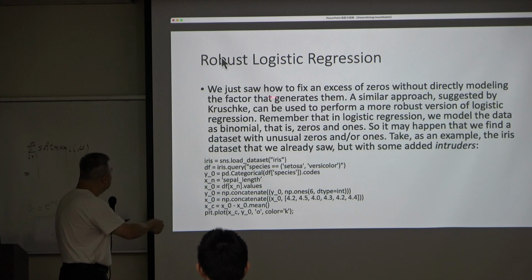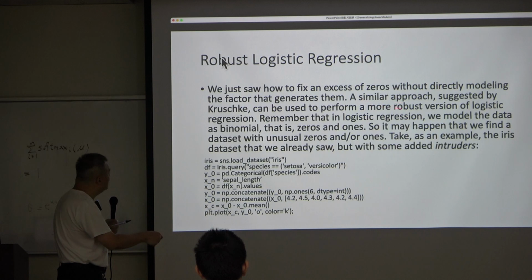But anyway, Kruschke also suggests another approach which can be used to perform a more robust version of logistic regression. In logistic regression, we model the data as a binomial, so that is zeros and ones. It may happen that we find a data set with unusual zeros and ones. So take as an example the Iris data set that we already saw, but with some added intruders.